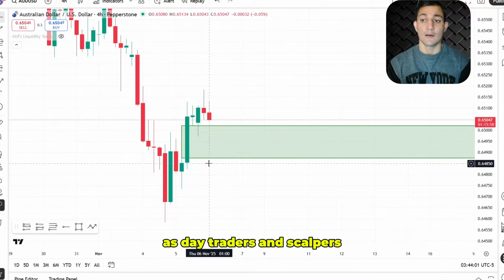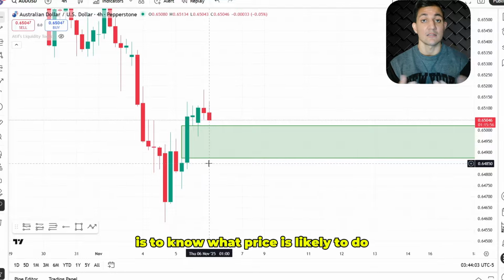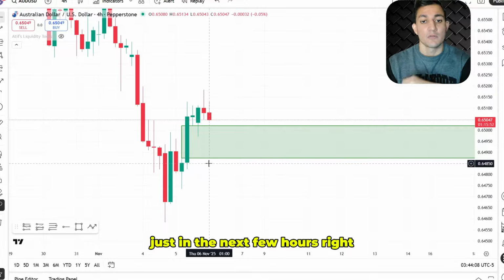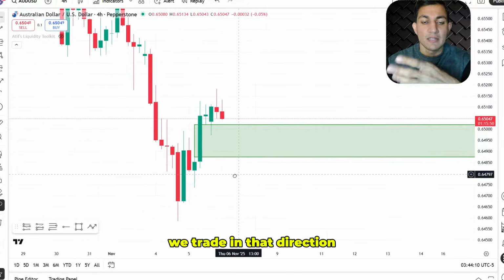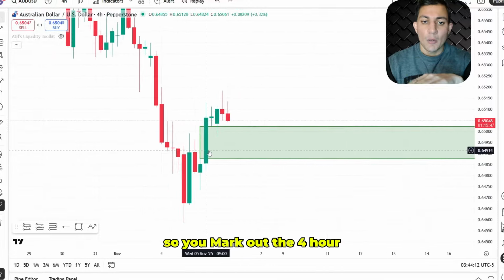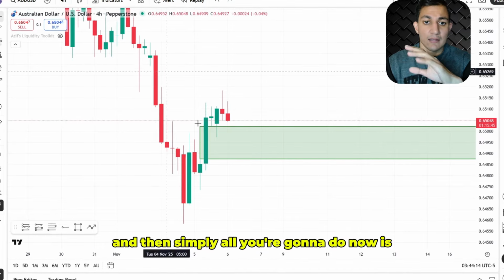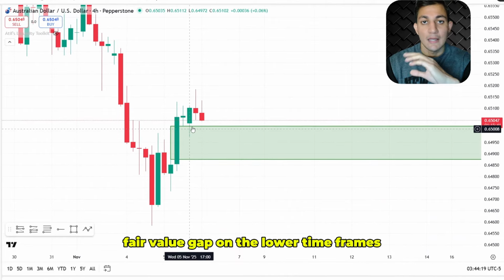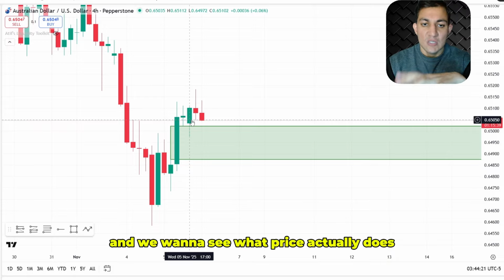As day traders and scalpers, that's all we need, to know what price is likely to do in the next few hours. We don't have to know what price is going to do for the next month, just for the next few hours, right? And of course, we trade in that direction. So you mark out the 4-hour fair value gap on whatever market you trade, and then all you're going to do now is wait for price to hit this 4-hour fair value gap on the lower time frames. And we want to see what price actually does.